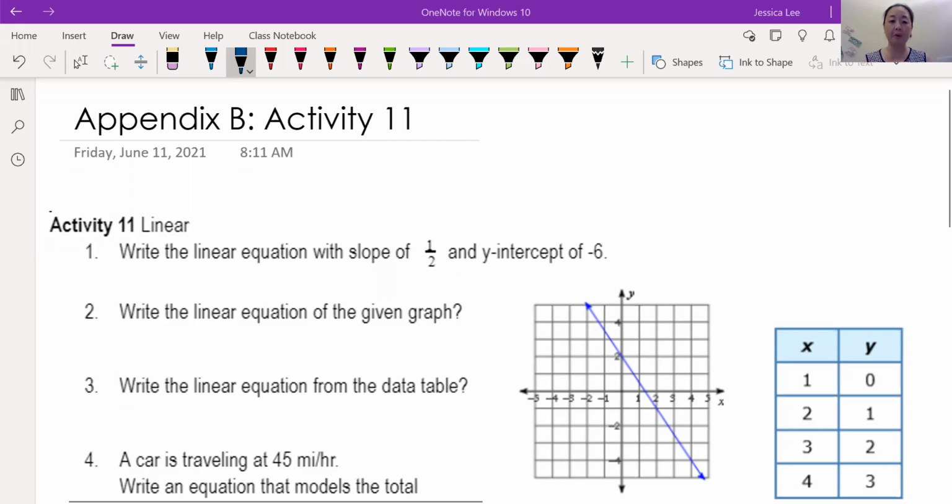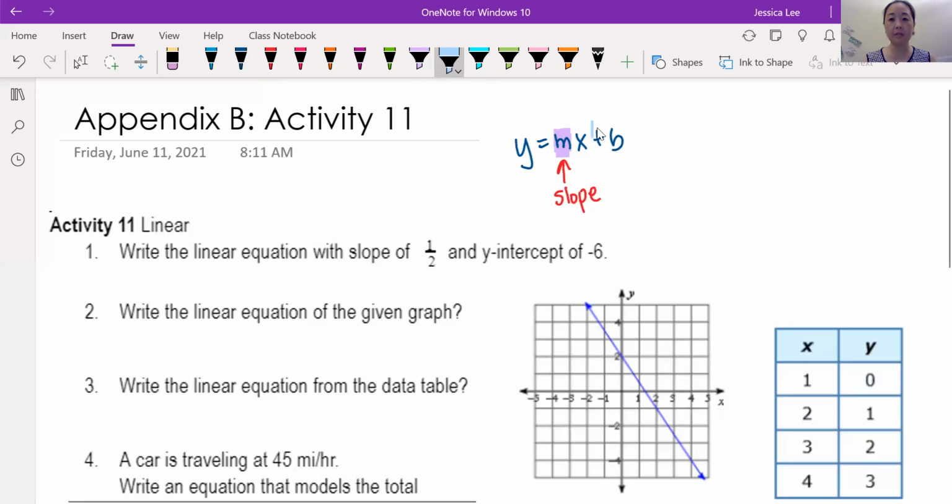And if you don't remember exactly how to write the equation of a line, here we go. This is a brief little recap. Remember y equals mx plus b. If you remember, your m, the coefficient of the x, so the number in front of the x, is your slope.